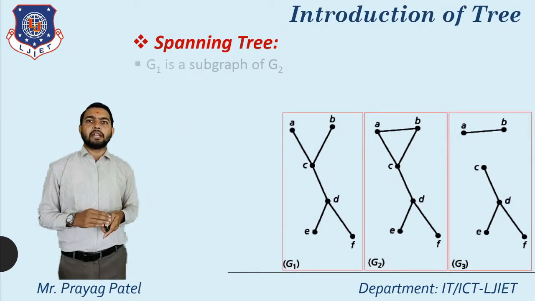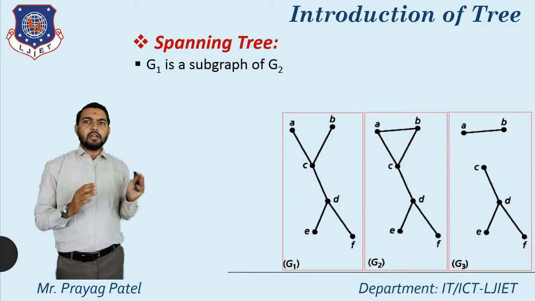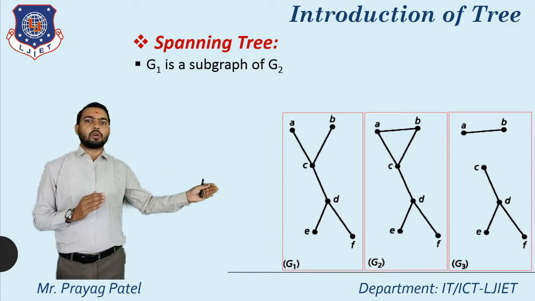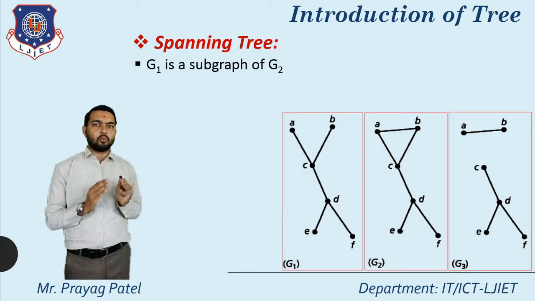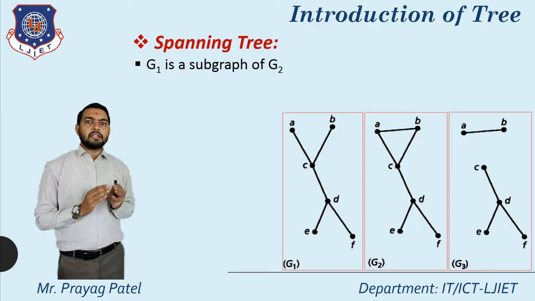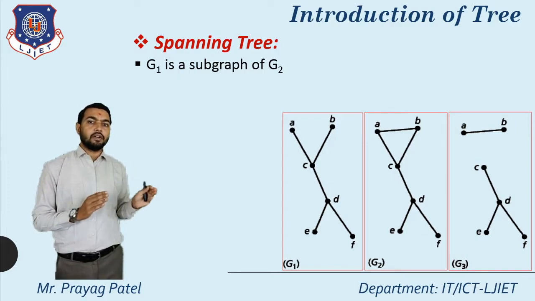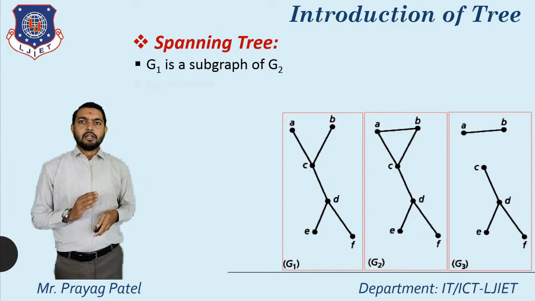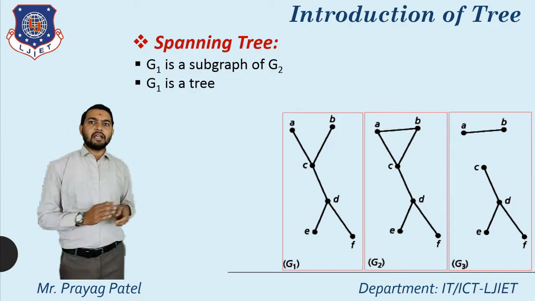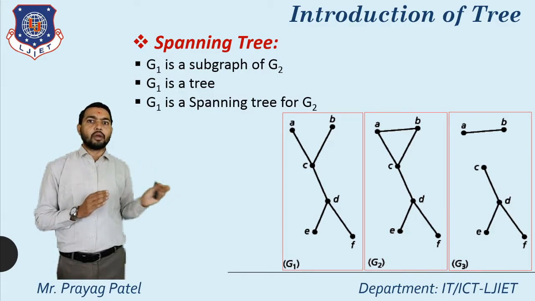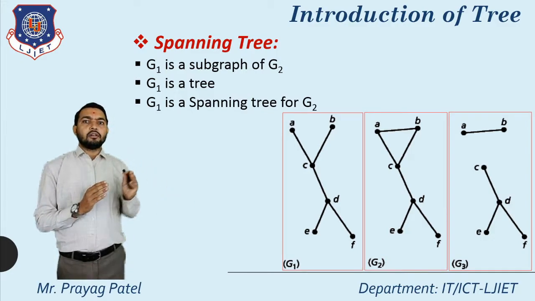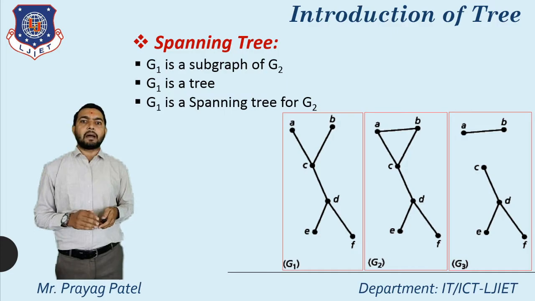Now for the spanning tree, we use the same rule. Here G1 is a subgraph of G2, because G2 contains a total of 6 edges and a total of 6 nodes. Now in G1 we remove one edge, A to B. So G1 is considered a tree. Now G1 is a subgraph of G2, yes. Then G1 is considered a tree and G1 is called the spanning tree for the graph G2, because here no cycle is available and all the nodes are included in our subgraph. So we can say that this is a spanning tree for the graph G2.